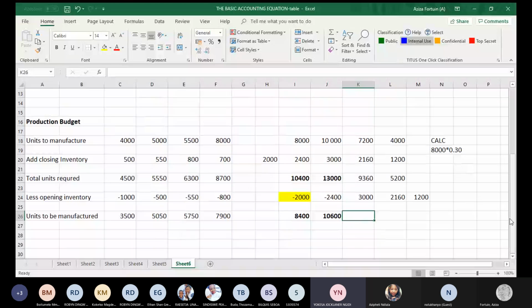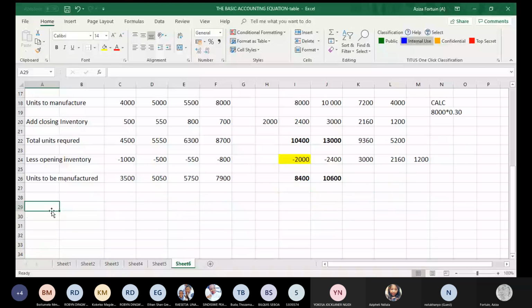Pleasure. Let's go back to our book. We did our production budget. Now let's do our direct material budget. So now it becomes quite easier. Once you have this production budget, then it's quite simple. Direct material budget.